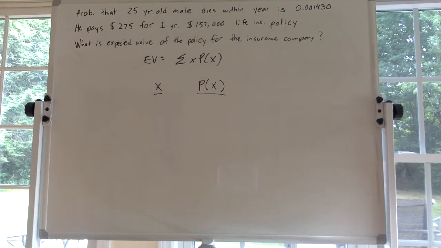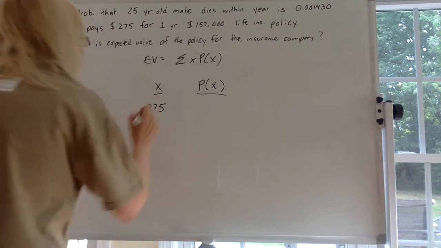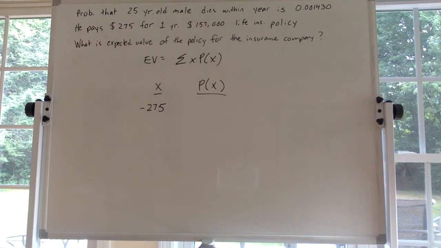I like in this problem to think of it as the male's money situation. Okay. So let's say that the male lives, and that's good that the male lives, right? If he lives, he just shells out $275 for a life insurance policy, right? So he is down $275. So there's a minus sign there.